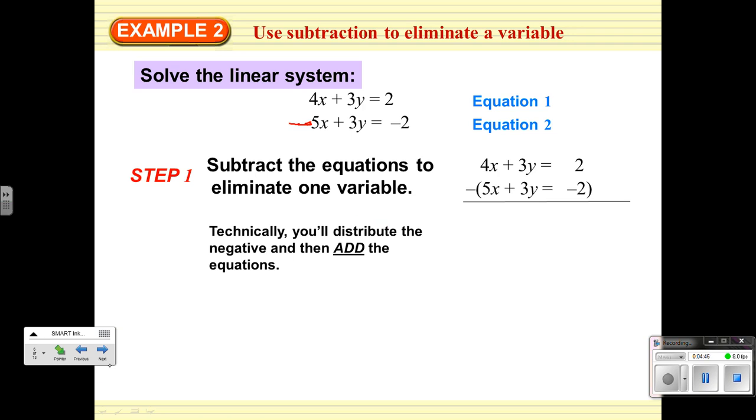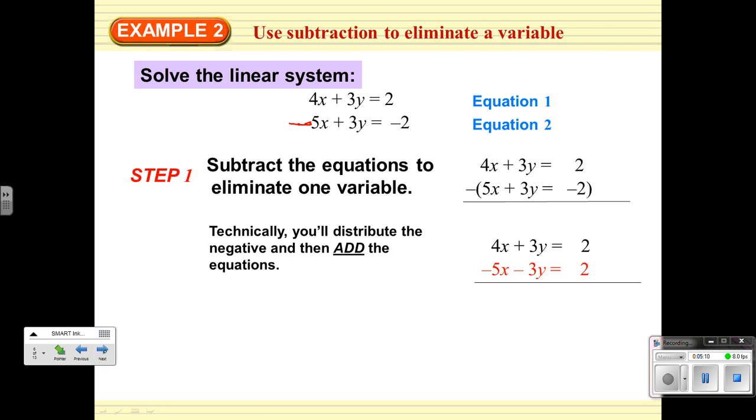So we're going to have now a negative 5x and a negative 3y and a positive 2. So make sure you distribute the negative all the way through. So we change the signs of everything. We change our positive 5x to negative, our positive 3y to negative, and then our -2 to a +2. And now we're just going to add.